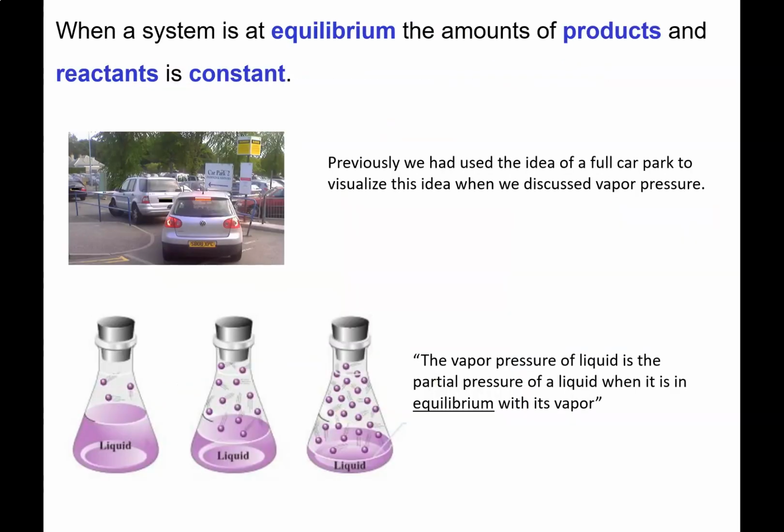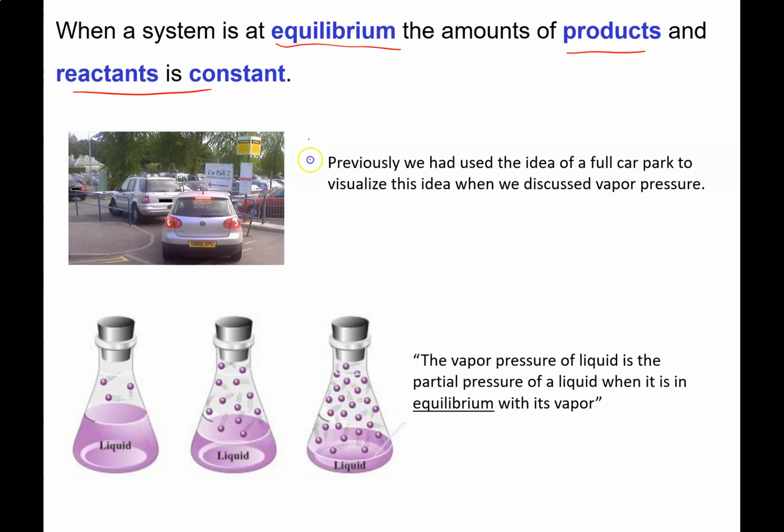So once a system reaches equilibrium, the amounts of products and reactants will remain constant because the rate of production of our products is equal to the rate of consumption of our products. So therefore, the amounts of things are just not going to change. Now, there's a lot going on at a molecular level. Particles are still being converted from one type to another. It's just that there's no overall change in concentration in the amounts of products and reactants.